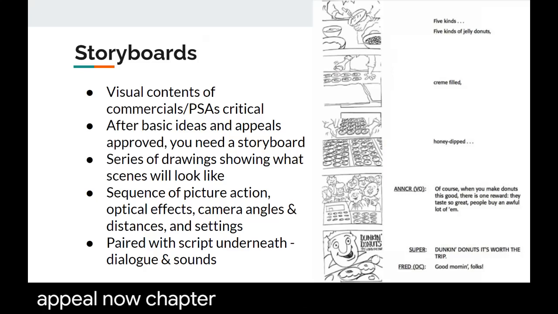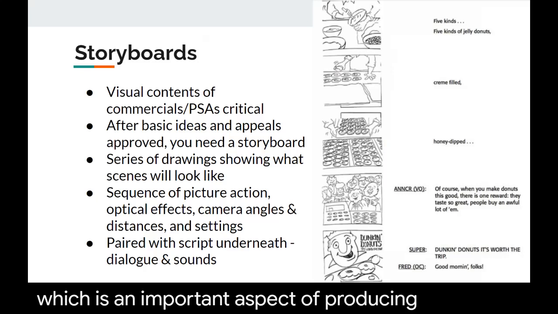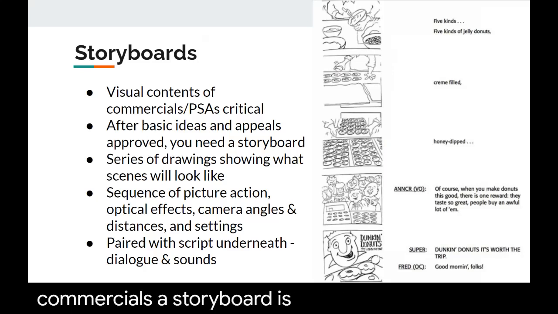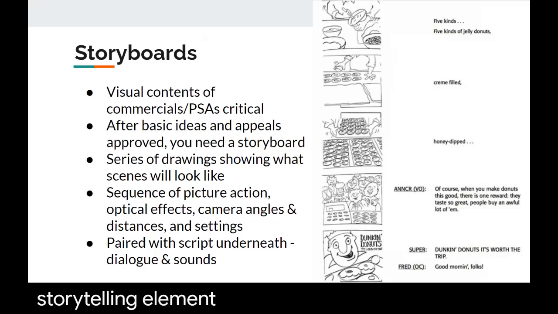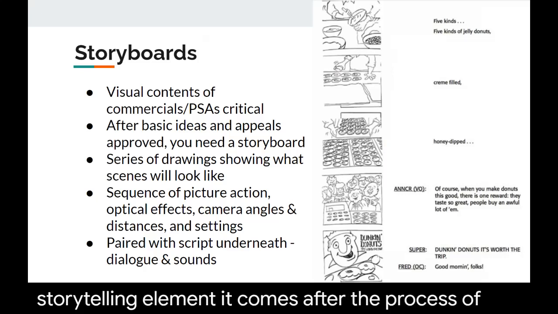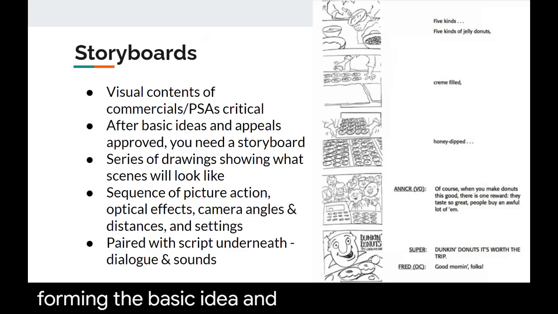Now, Chapter 4 also talks about storyboarding, which is an important aspect of producing commercials. A storyboard is the visual contents of the commercial, PSA, or promo that are critical to the storytelling element. It comes after the process of forming the basic idea and getting your appeal approved. Then you will do a storyboard. That's the next step in the process.